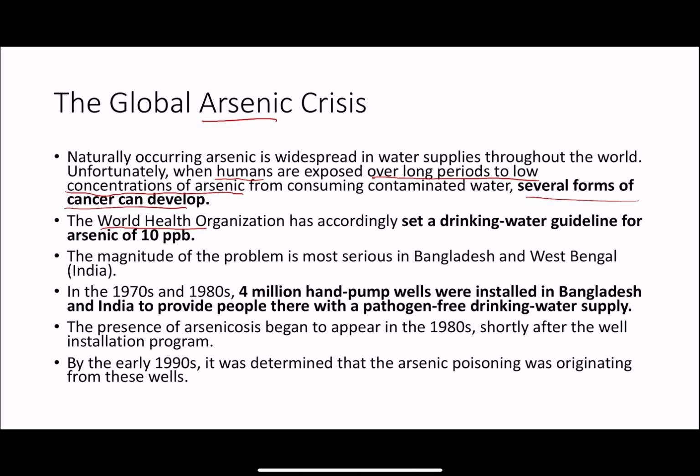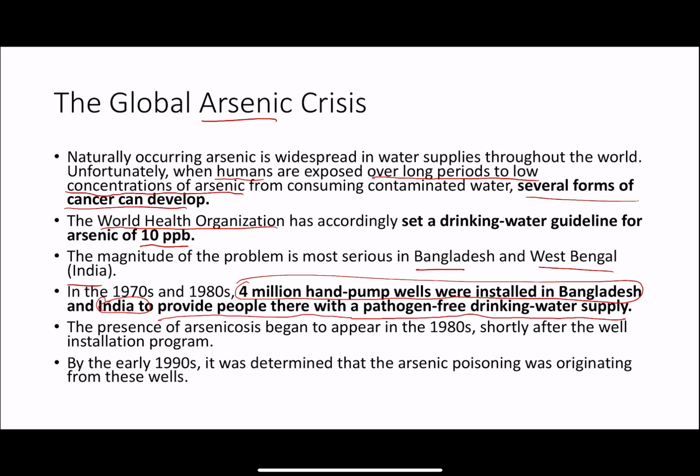Of course, the WHO has accordingly set the drinking water guideline for arsenic to 10 parts per billion. This is the max. You cannot go beyond 10 parts per billion. These are the guidelines by the WHO. The magnitude of the problem is most serious in Bangladesh and West Bengal, India. In 1970-1980, 4 million hand pump wells were installed in Bangladesh and India to provide people there with a pathogen-free drinking water supply.